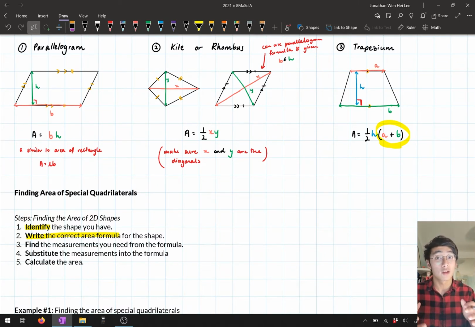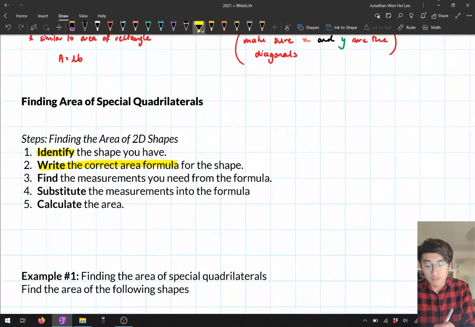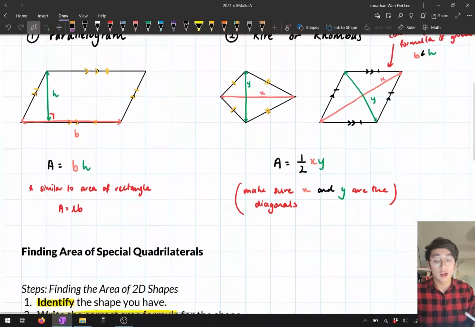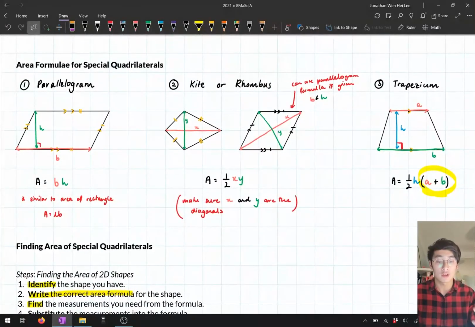If it's a kite or a rhombus, we're going to write down A is equal to half XY. And if it's a trapezium, we're going to write down A is equal to half times (a plus b) times h. Then, once we've done that, we're going to find the measurements that we need in that formula. So here, those colored letters are the measurements I actually need in all of my formulas.